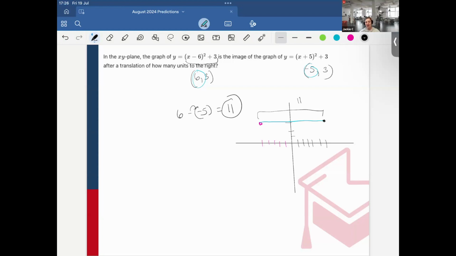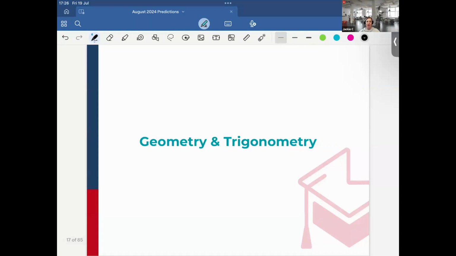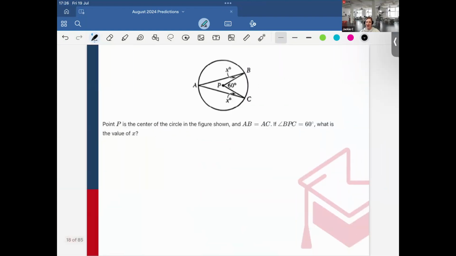Okay, so now into new content that I think could also be tested in August: geometry and trigonometry. I'm going to go over a couple of advanced geometry questions that I think could come up, good to know. Then we'll look at a couple of trig questions that I also think could come up. So let's go into it and do it.